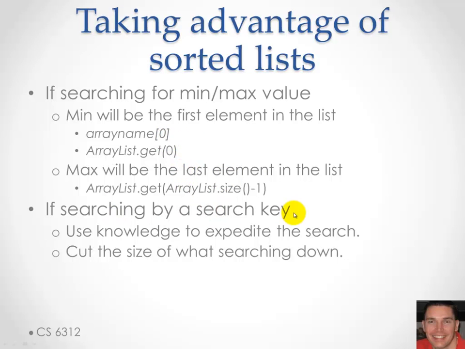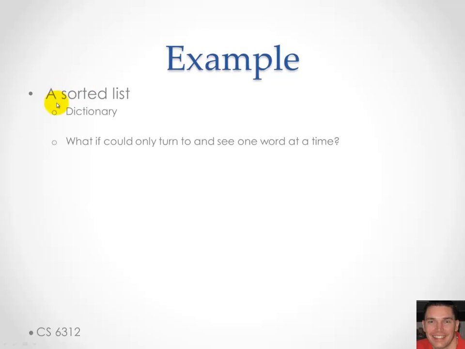Now for searching by a search key, that's a little bit different because we don't know exactly how our data is structured in there. But we can still use the knowledge that we have a sorted list to help expedite the search and cut down our search size. We do this when we look for a word in a dictionary. For example, if you're looking for the word giraffe and you turn to the M's, well, you don't look past the M's at all. You turn back towards the front of the dictionary.